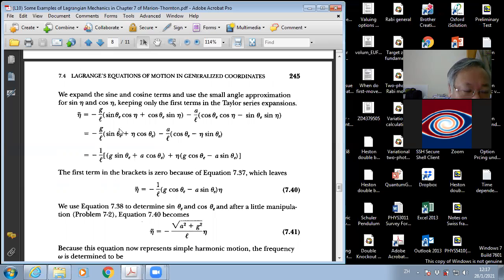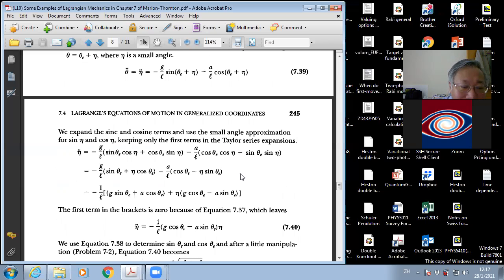Now, if eta is not small, then we are in trouble. Why? Because if we are asked to solve this equation of motion here or in 7.39, it's tough. No analytical solution can be found, and we have to resort to numerical methods to get numerical solutions.